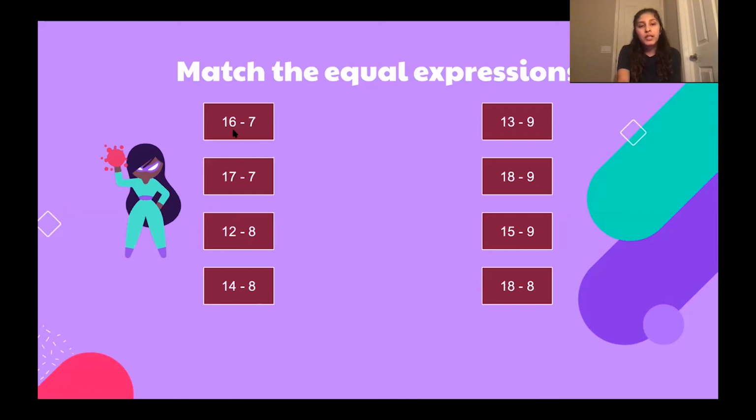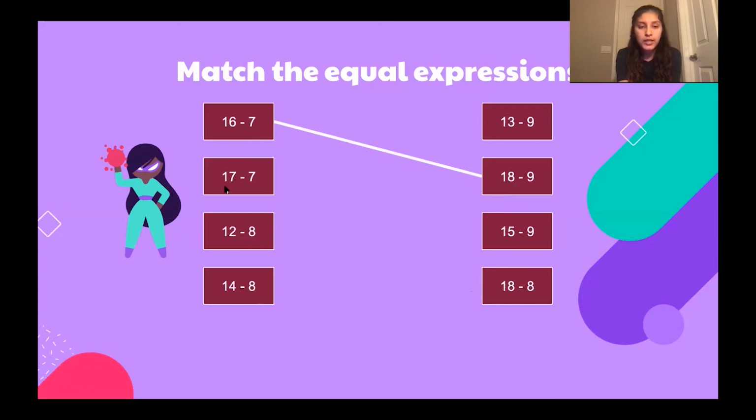So let's do 16 minus 7. We can use the count on method. So it would be 7, 8, 9, 10, 11, 12, 13, 14, 15, 16. Oh, 16, my bad. So that would be our answer, and then we check it here. And I know that 18 minus 9 is equal to 16 minus 7.